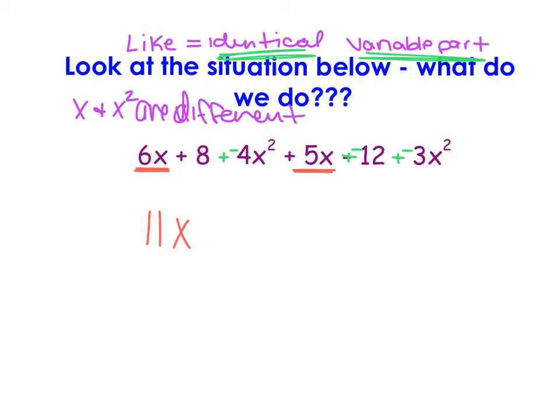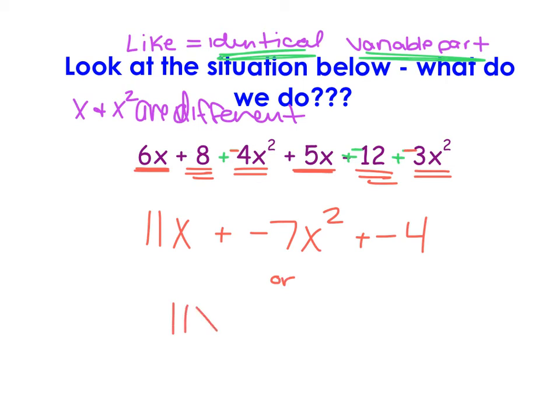And then I notice my next variable part is this x squared. And what I notice here is that I have a negative 4x squared and a negative 3x squared. So those can combine together to be a plus negative 7x squared, or you can write minus 7x squared, whatever you would like. Then I notice the last thing I have left are these two constant values. Constant values have identical variable parts because they do not have a variable part, and those combine together, 8 and negative 12, to be a negative 4. So you can either write your answer with the plus negatives or 11x minus 7x squared minus 4.